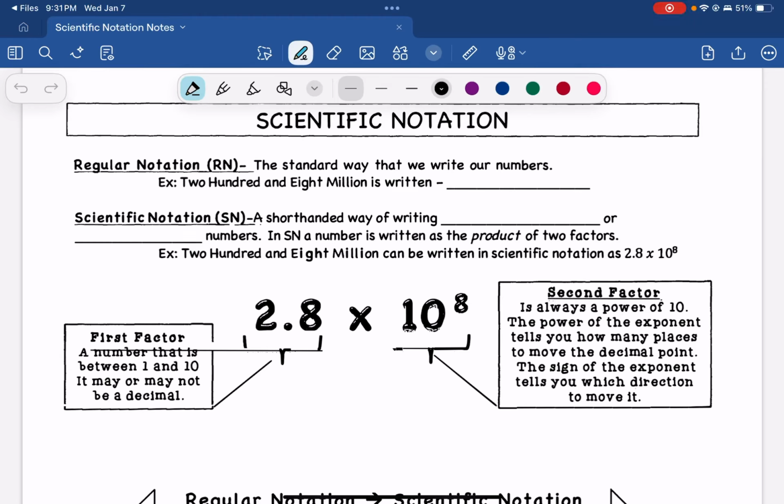Hi everybody, this video is how to do scientific notation, which is a different way of writing numbers. To start things off, you should have a copy of these guided notes, which are up on the front counter.